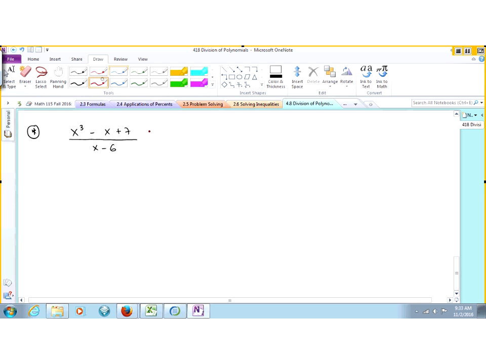Okay. So what's missing? Missing x squared. Yes. So remember the exponent has to go down one by one, and I'm missing x squared here. So what do we have here? X cubed plus 0x squared minus x plus 7 divided by x minus 6. Okay. So x cubed divided by x is x squared. Good. Now x squared multiplied by x minus 6: x cubed minus 6x squared.